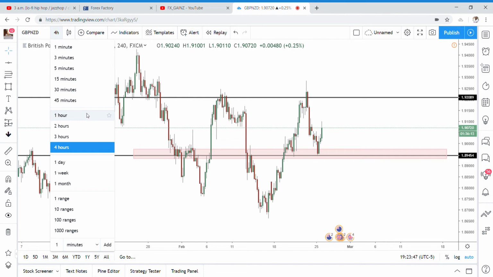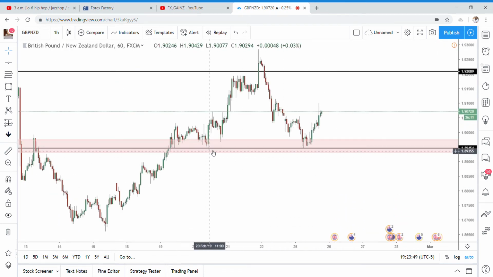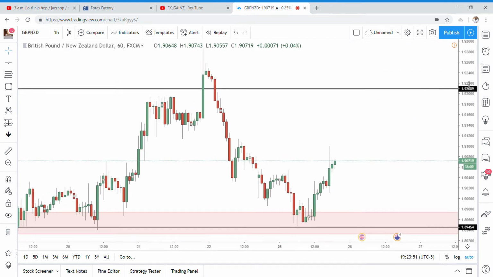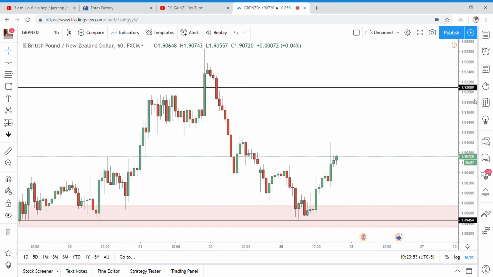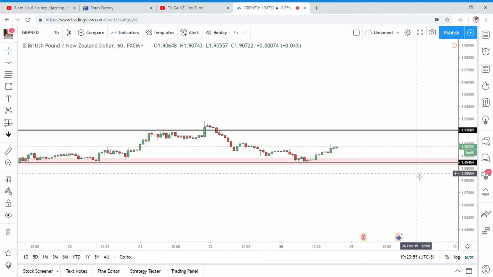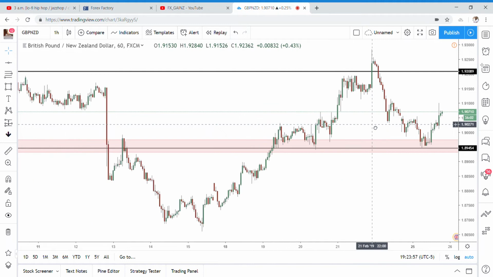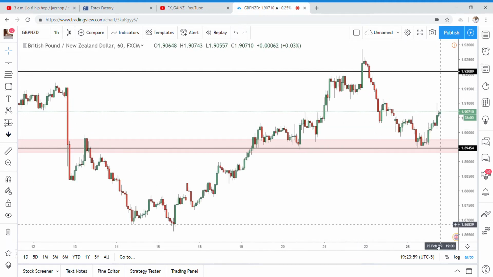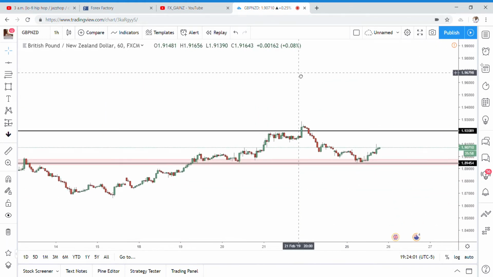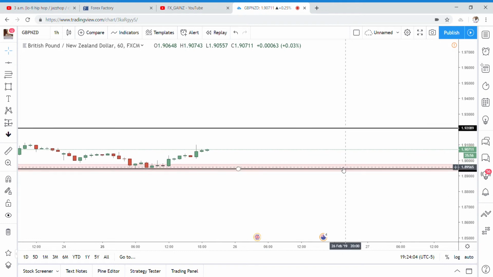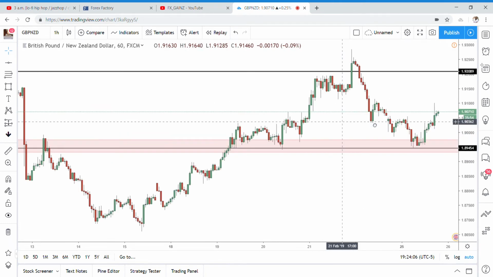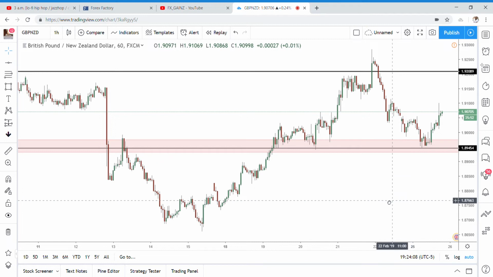So let's go to the 1 hour chart. This was my signal right here. This is why I got into this trade. Sorry, TradingView can be annoying sometimes. Anyway.